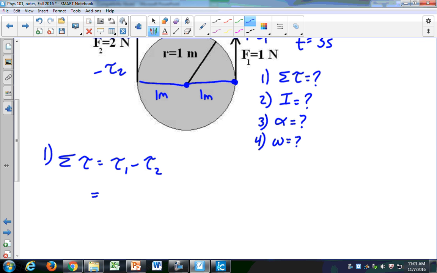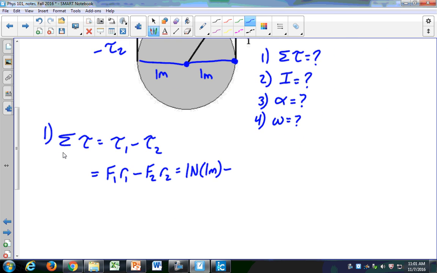Kind of like that question that we had on the test with the bar with the 2 forces acting on it. So torque number 1 is force 1 times R1 minus force 2 times R2. That's going to be 1 Newton times 1 meter minus 2 newtons times 1 meter. And that's negative 1 Newton meters.